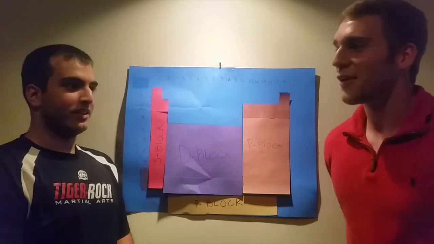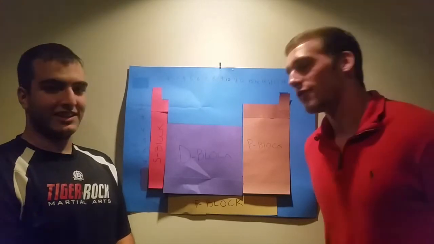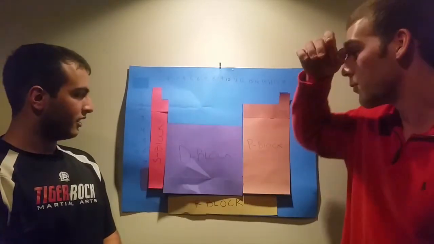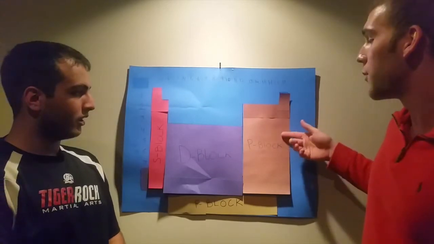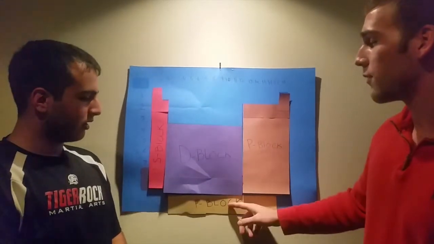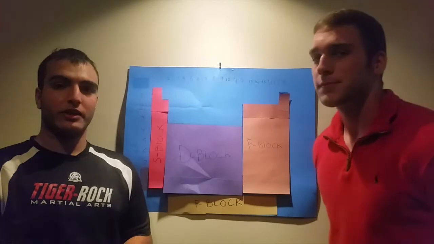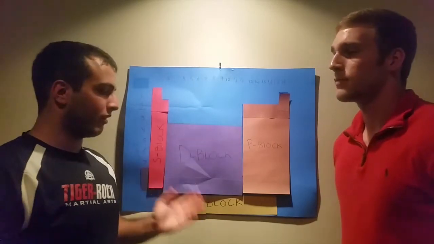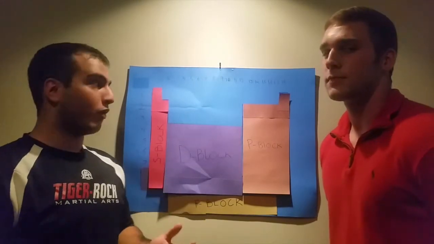We're going to start off by introducing the S, P, D, and F blocks. Here we have our S block, groups 1 and 2. Here's our P block, here's our D block, and here's our F block. The reason they're called the S, P, D, or F block is because of the orbitals they have.